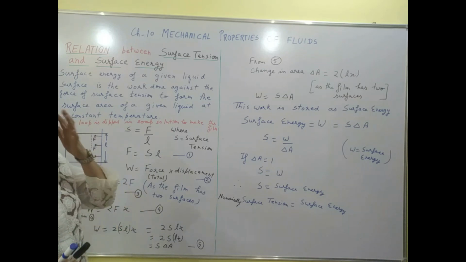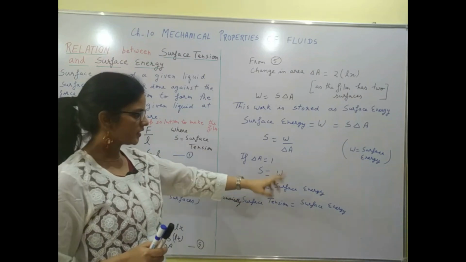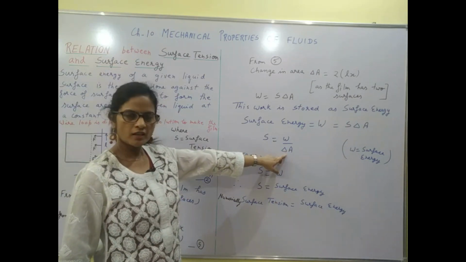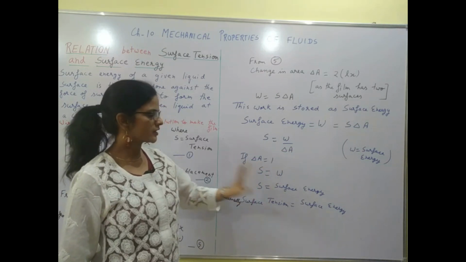So this was about the relation between surface tension and surface energy, that surface energy for increasing the unit area of the surface film is equal to the surface tension.